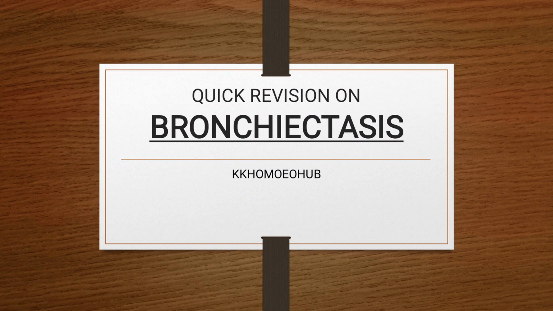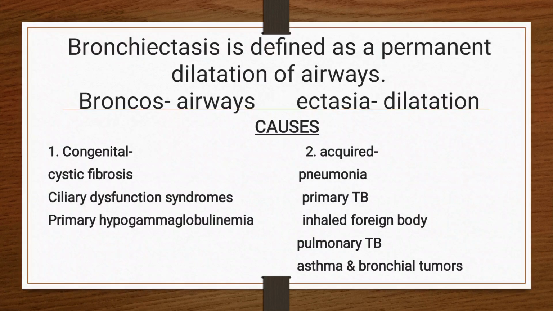Let's get started. Quick revision on bronchiectasis. So let's understand the term bronchiectasis. Bronchos means airways, ectasia means dilatation. It can be defined as abnormal dilatation of the bronchi, or it can also be defined as a permanent dilatation of the airways. Bronchiectasis is not a disease, rather it represents the end result of a variety of pathological processes including many systemic disorders.